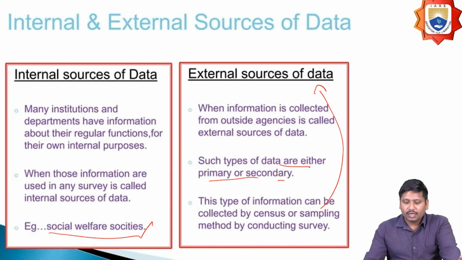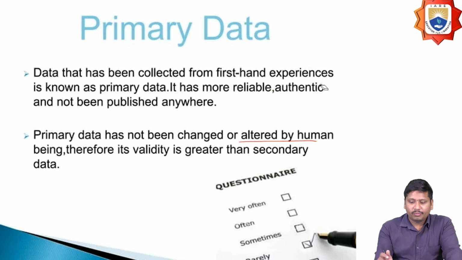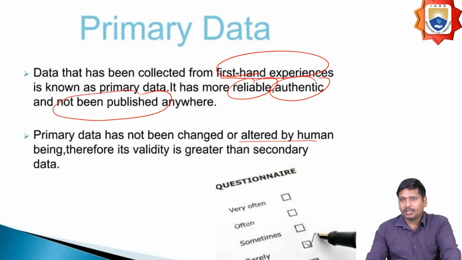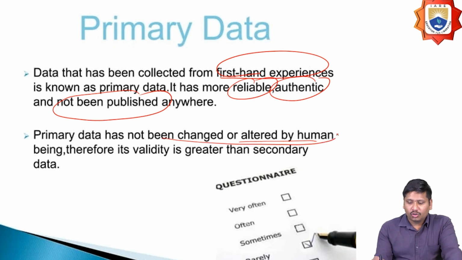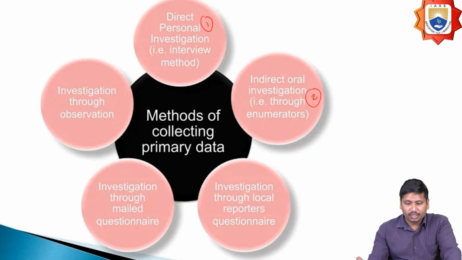The data we collect within the institution will be treated as internal, and the data we gather from external sources will be treated as the external source of data. So what does primary data mean? Primary data is the data we gather from first-hand information, and it should be reliable, authentic, and not published anywhere. That is treated as primary data here. Primary data cannot be changed or altered by human beings, so it has greater flexibility than secondary data.